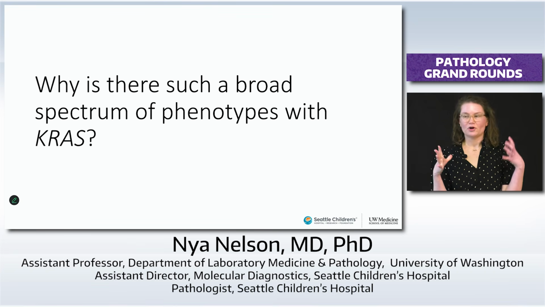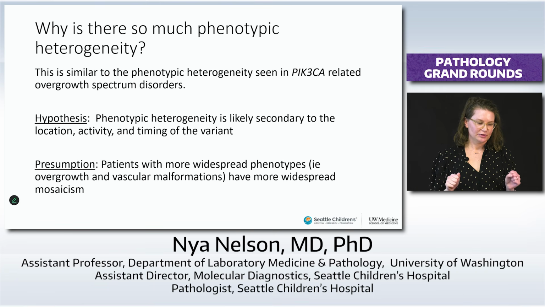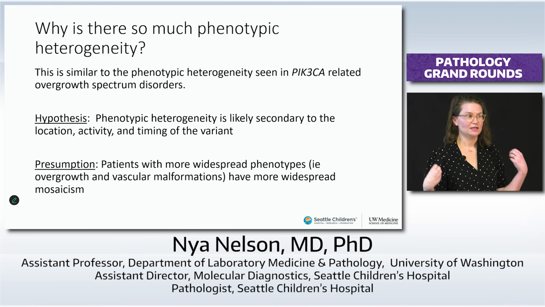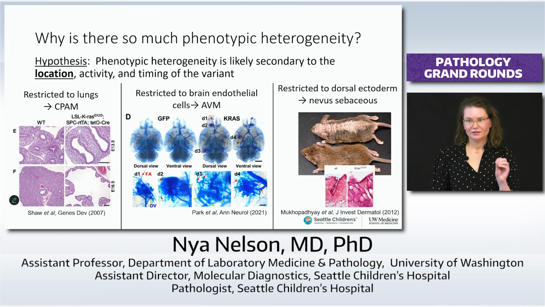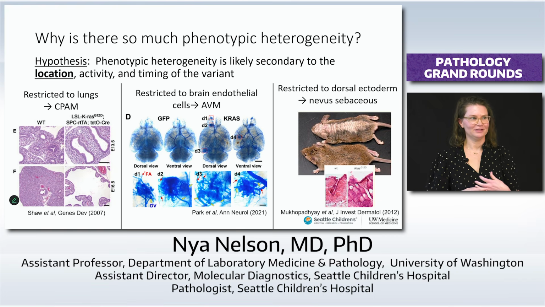So why is there such a broad spectrum of phenotypes that we can see with KRAS? And this is similar to the phenotypic heterogeneity that we see in our patients with PIK3CA-related overgrowth spectrum disorder, and it's thought to be secondary to the location, activity, and timing of the variant during development. And we can look to mouse models to help provide some insight into why this happens.